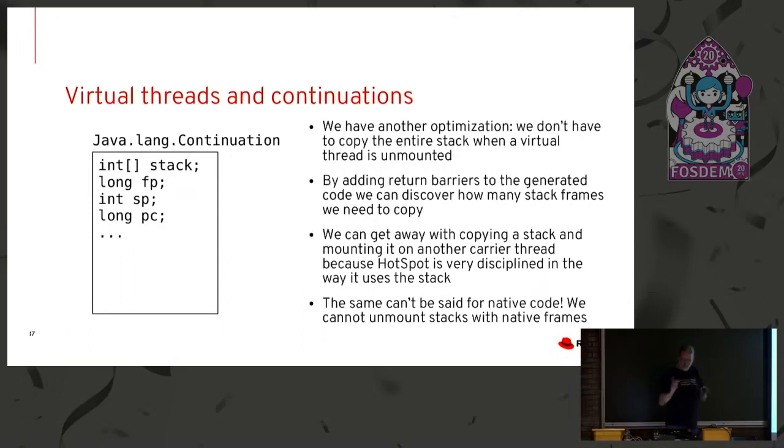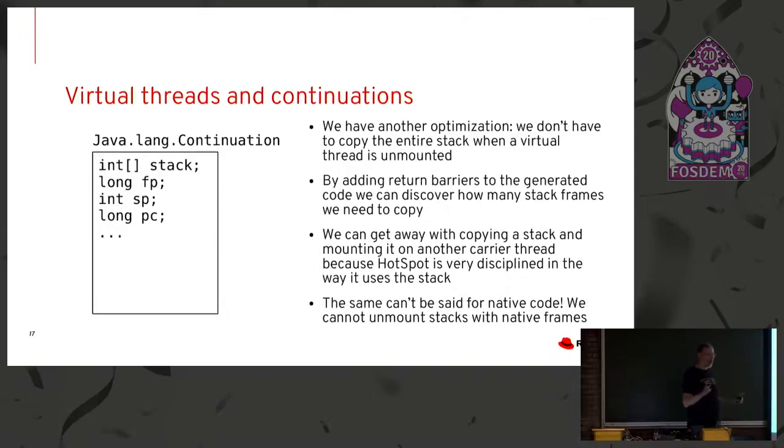But we don't actually have to copy the entire stack when a virtual thread is unmounted. All we actually have to copy are the frames that have been altered since last time we unmounted the virtual thread. The details of precisely how this works are kind of gnarly, and this is return barriers, if you want to give it a name. But at that point, you're starting to see why this is a cheap operation.